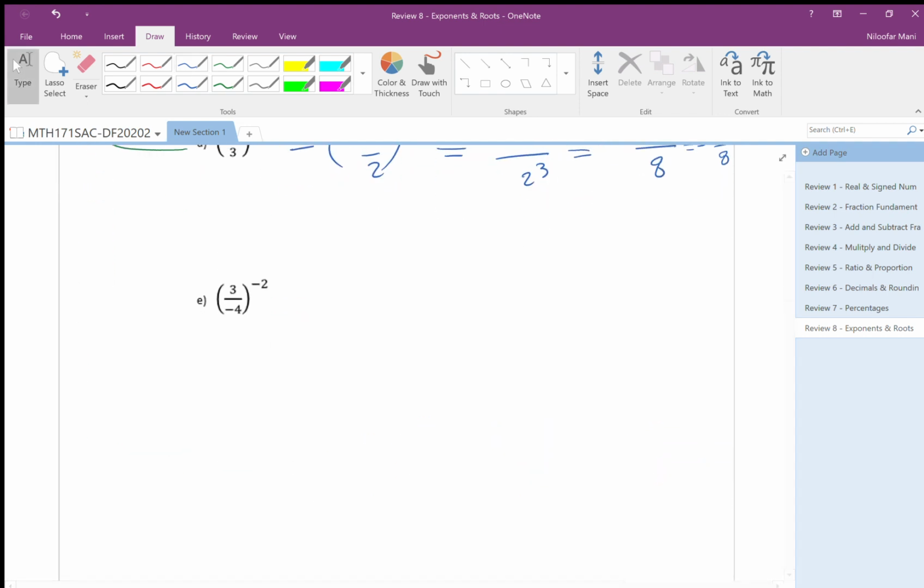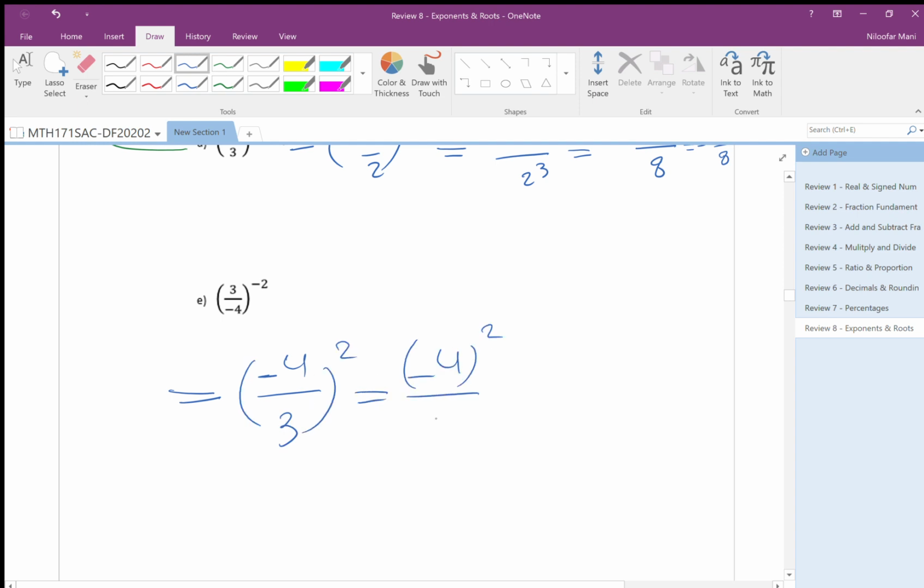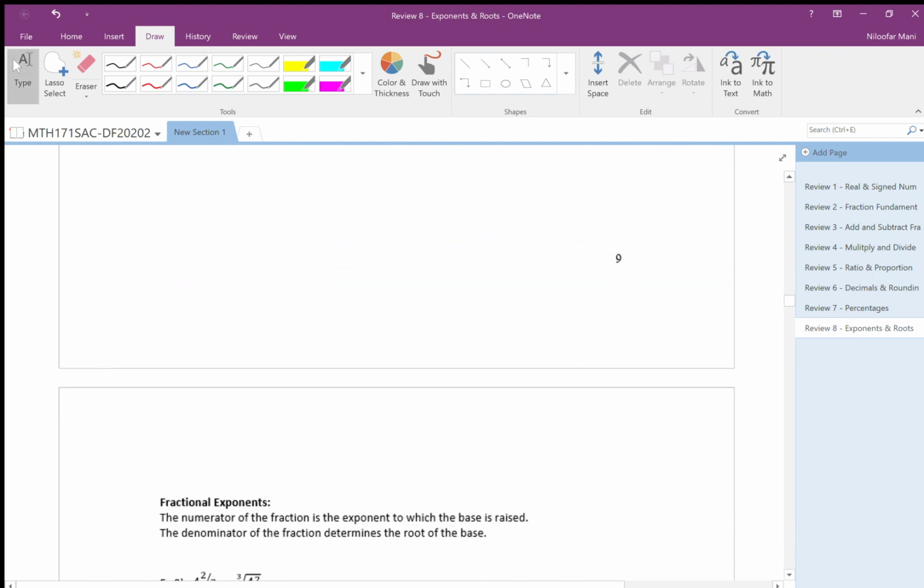How about the next? What did I say? Flip it. So, where does negative go? Doesn't matter. Either top, either bottom, or beside. Okay, so you do minus 4 over 3, flip it, and then do this. So now minus 4, this. Minus 4 squared and 3 squared, which is 16 over 9. Done. Okay.